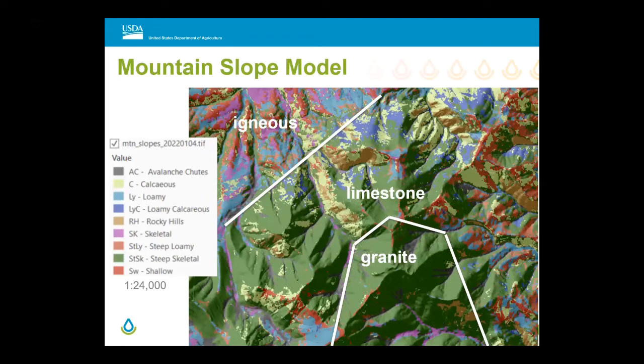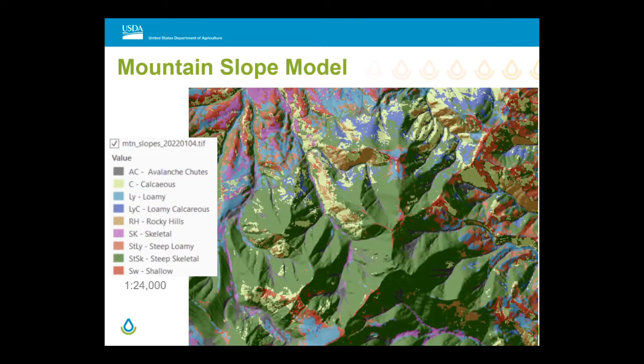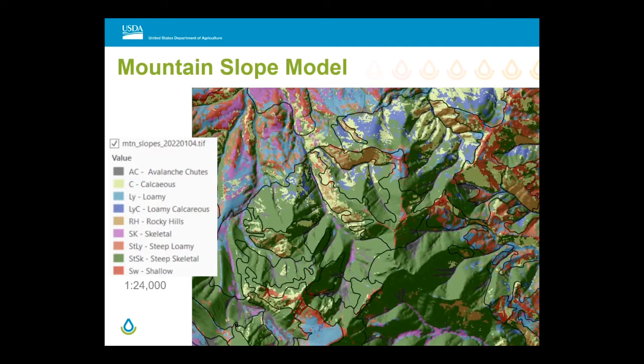Calcareous soils in light green are mostly in the limestone and on south-facing aspects, which made sense. The lower sloping sites, like loamy and skeletal in the blue and purple, are in the northwest part of this frame, which does in fact have less relief. Our shallow sites in red were showing up on ridges and south aspects, regardless of the lithology. And our steep skeletal in dark green has the largest area, which makes sense for a mountainous terrain.